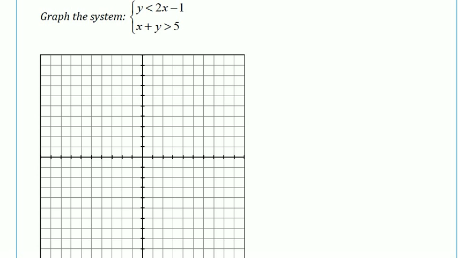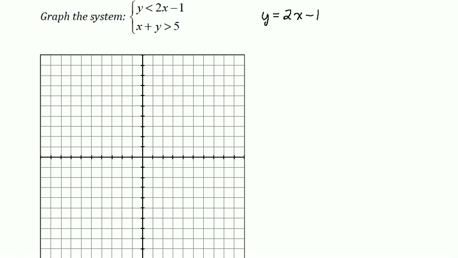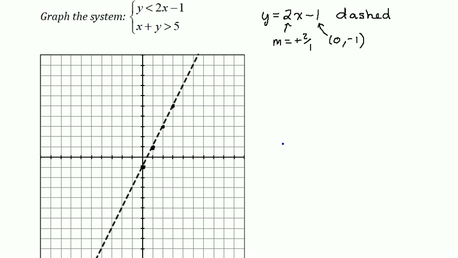I'm going to start by graphing the line y equals 2x minus 1 as a dashed line because we have a strict inequality. This is going to be a slope of positive 2 over 1 and a y-intercept of 0, -1. So starting at my y-intercept, using a slope of positive 2, put together these points and then draw the line that passes through them.